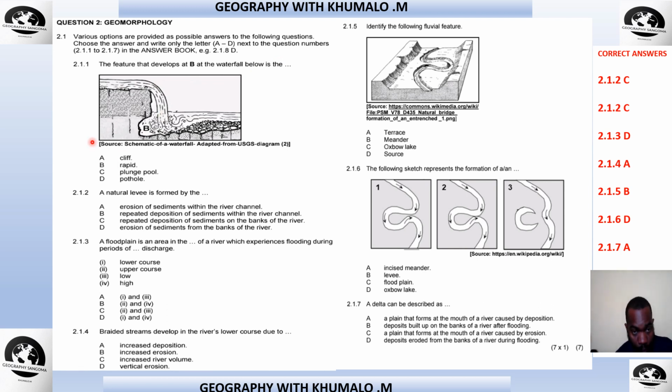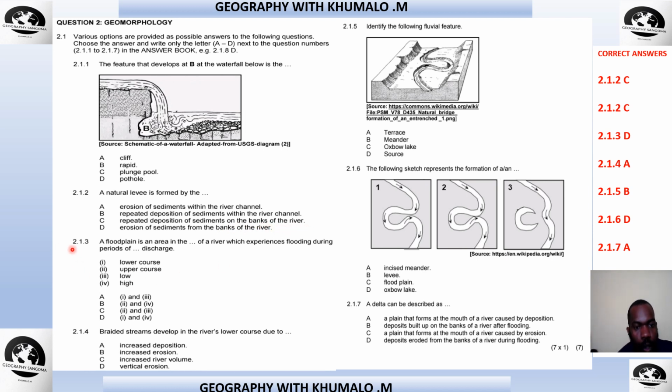Now, the first question says the feature that develops at B at the waterfall below is the C, the plunge pool. There you can see it in the diagram there. I don't think there is a problem with that one. It was a simple, straightforward question. 2.1.2, the natural levee is formed by the, answer there is C. It is formed by a rapid deposition of sediments on the banks of the river.